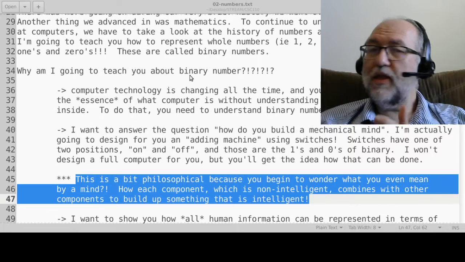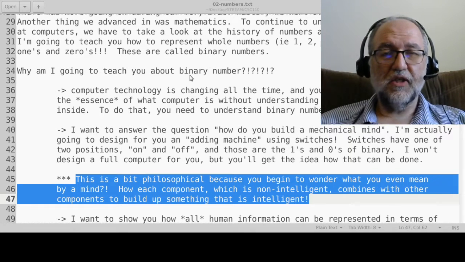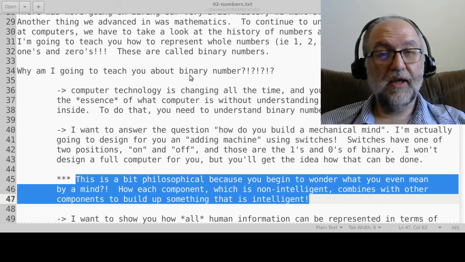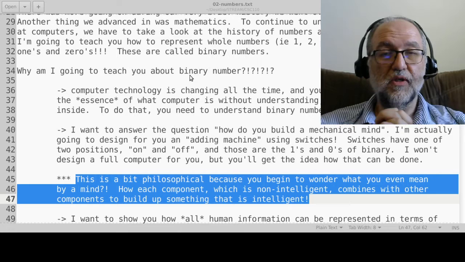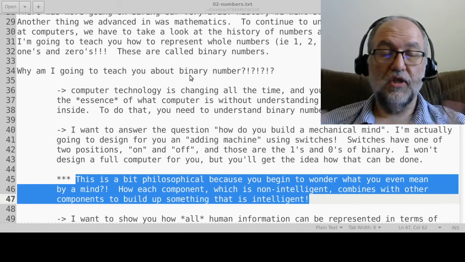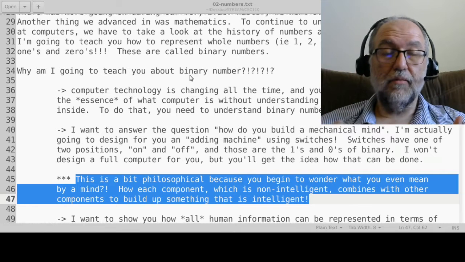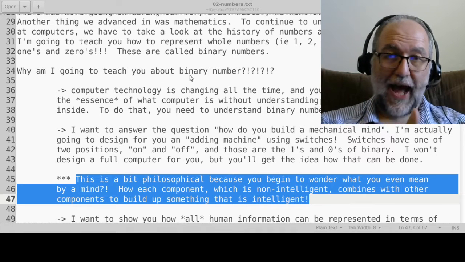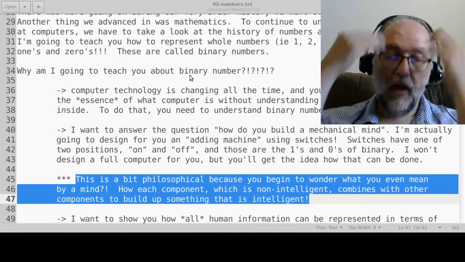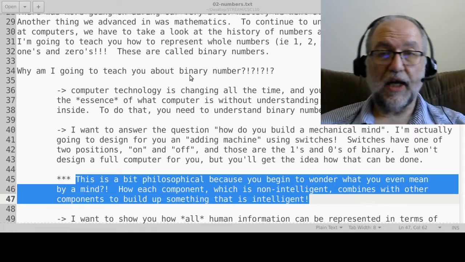A switch, you wouldn't think of a switch as having any kind of intelligence. But as I start adding up switches and switches and switches, and I get a whole bunch of switches that are all interconnected with one another, suddenly this intelligence emerges. And the intelligence that emerges is adding, the intelligence of adding. Okay, so really I think the point of building this adding machine is to show you how the cognitive function of adding, something that our human brains can do, can be externalized into a machine.